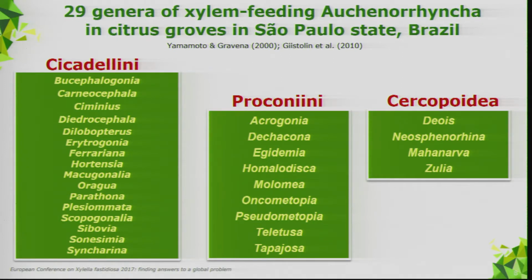Several studies have been done with sampling methods. And since the beginning, there was a perception of a large number of genera of Cicadellinae leafhoppers, such as Cicadellini, Proconiini, many genera, and also some Cercopoidea, especially Cercopids, in citrus orchards. So around 29 genera. So the next step was to test all these candidates for transmission from citrus to citrus.